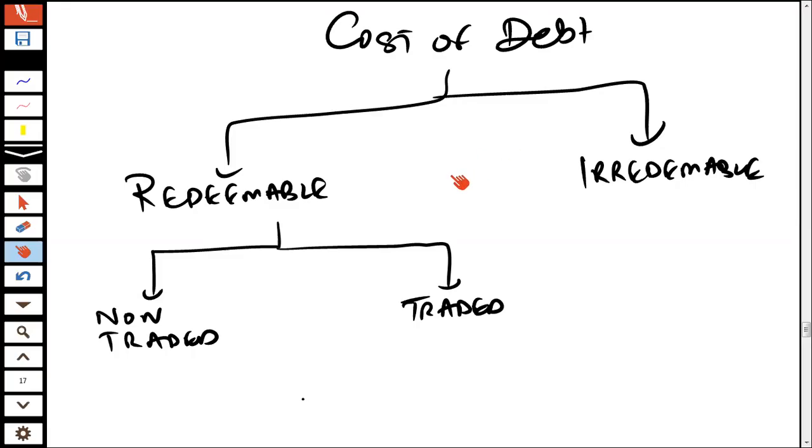Now let's move a bit forward. When we talk about the computation of the cost of debt, the cost of debt is calculated depending upon the type of debt.